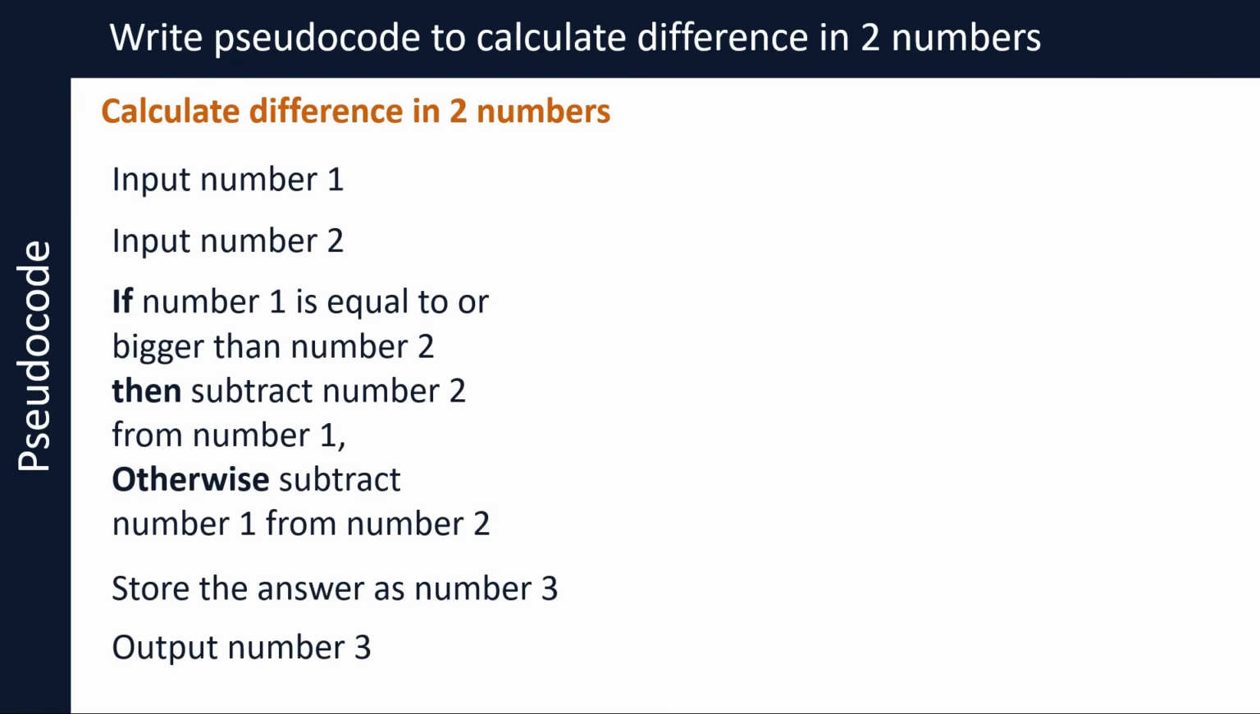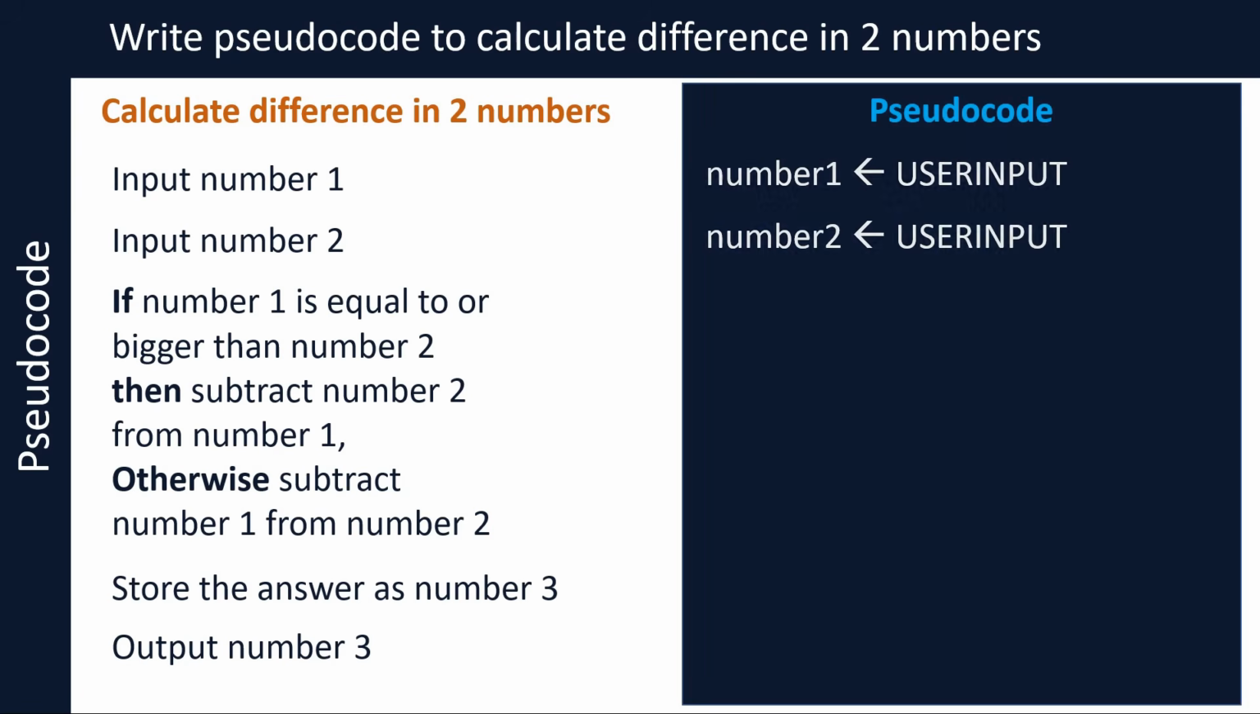Let's now look at the algorithm to calculate the difference in numbers and write pseudocode for it. Here is the descriptive text. In the first two steps, we are getting the user to input the first and second numbers, and storing them in the variables number 1 and number 2. These could be written as follows.